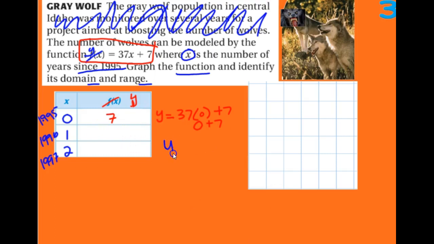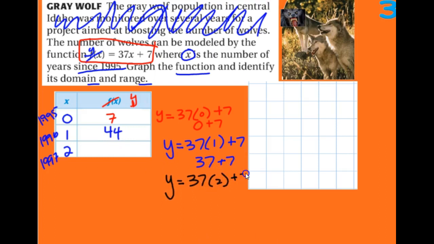Then if we plug in a 1, y equals 37 times 1 plus 7. Well, that's just 37 plus 7. That should give us 44. And then plugging in a 2, y equals 37 times 2 plus 7. Well, 37 times 2, if I double that, 14, 60, 74, plus 7. 74 plus 7 would give me 81. My pen does not like me today. 81. There we go. So we have our points.